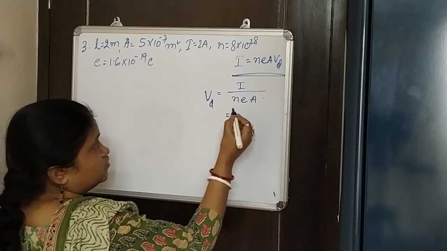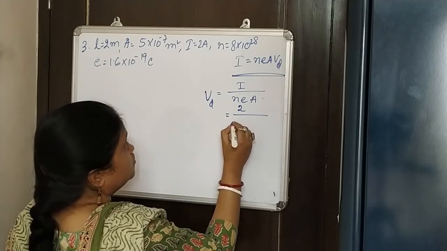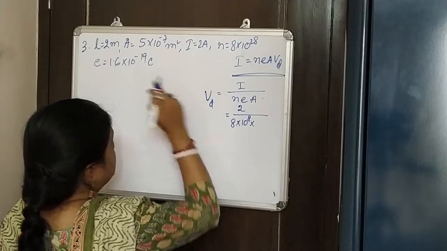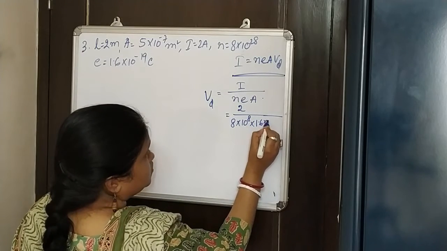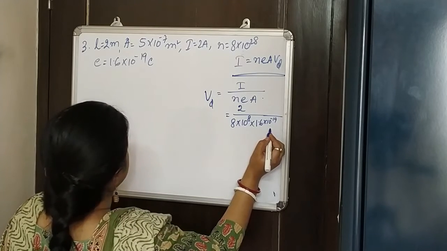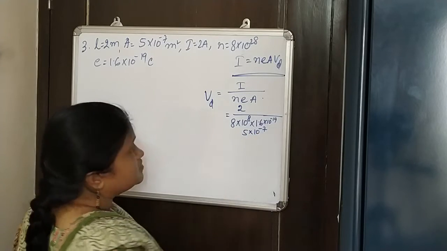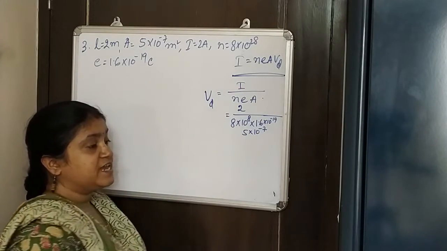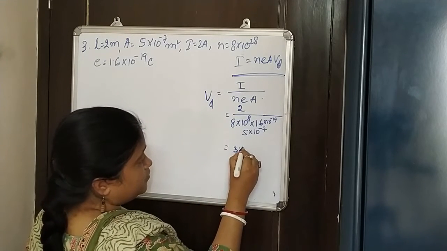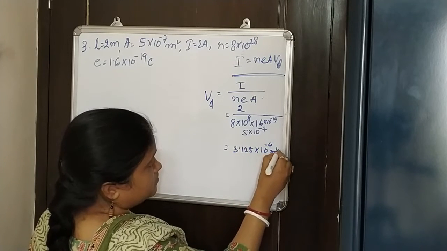As I is given as 2 ampere, all these are in SI unit. I am just substituting it. 2 divided by 8 into 10 power 28, E value 1.6 into 10 power minus 19 coulomb, and area is given as 5 into 10 power minus 7 meter square. So once you do this calculation, my drift velocity becomes 3.125 into 10 power minus 4 meter per second.